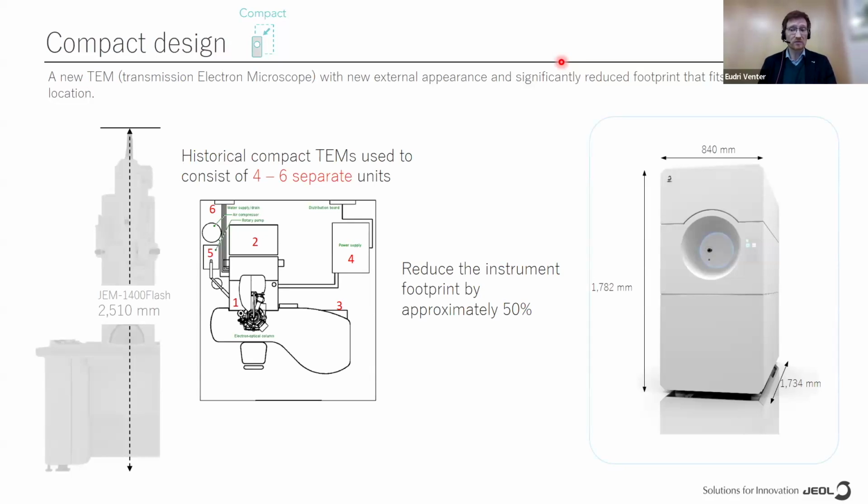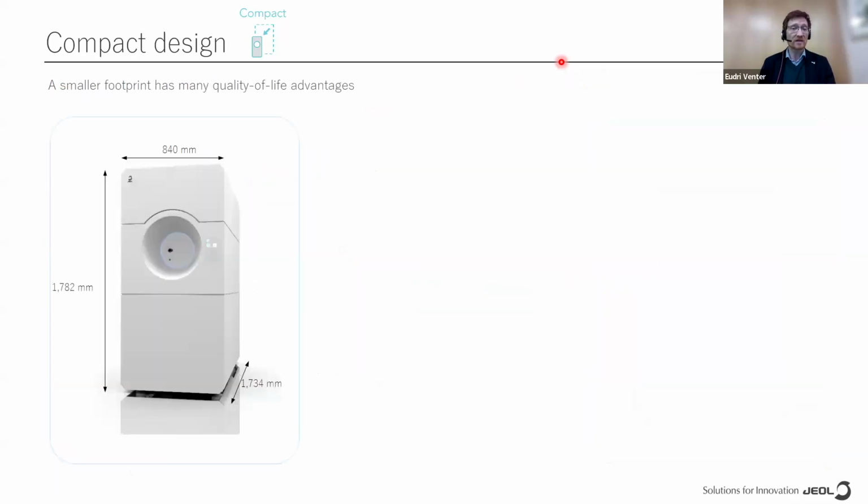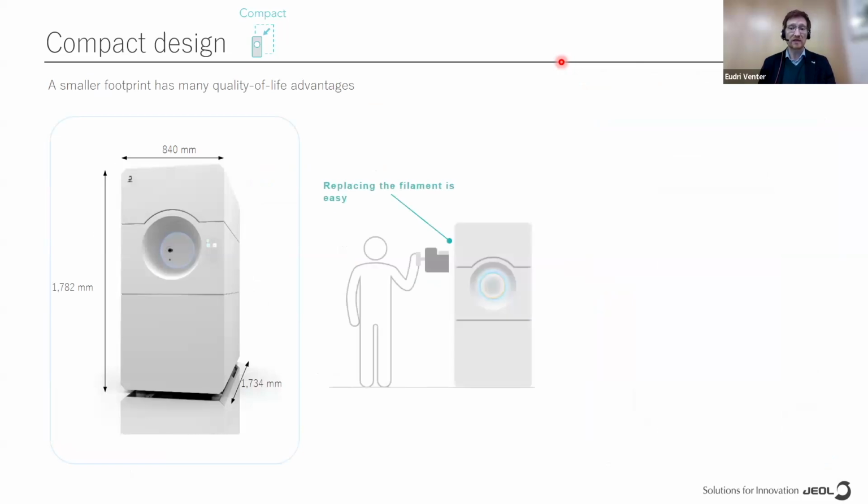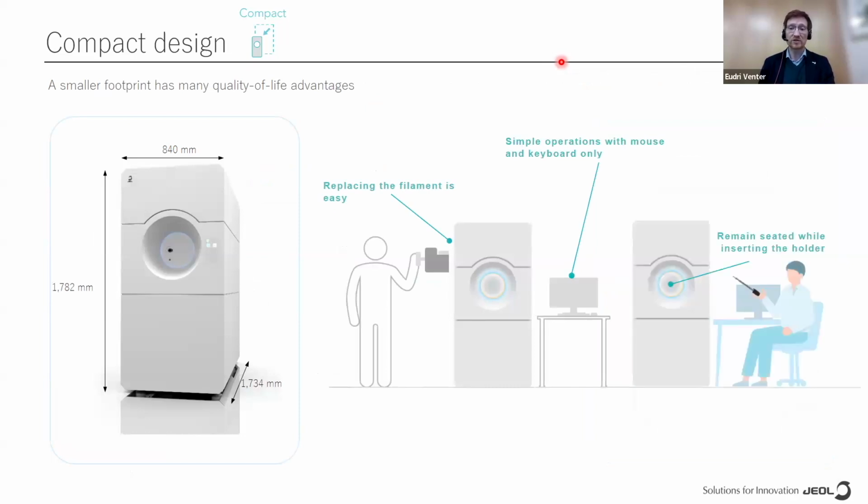The result is an instrument that is shorter than 180 centimeters in height, which allows much easier planning for the installations. The smaller footprint has many quality of life advantages. The filament replacement mechanism has been completely changed. The instrument can be operated without the need for any physical control panels, and sample exchange can be done from a sitting position. We also improved the vacuum system by offering an oil-free pumping system.